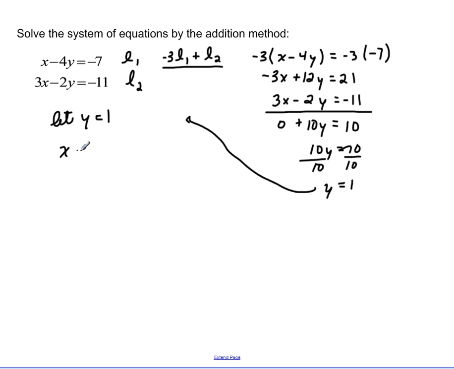So we're going to get x minus 4 times 1 equals negative 7. So that's to say x minus 4 equals negative 7. And adding 4 to both sides results in x equals negative 3. And so our solution is the point negative 3, 1. Pretty good, right? More in the next video.